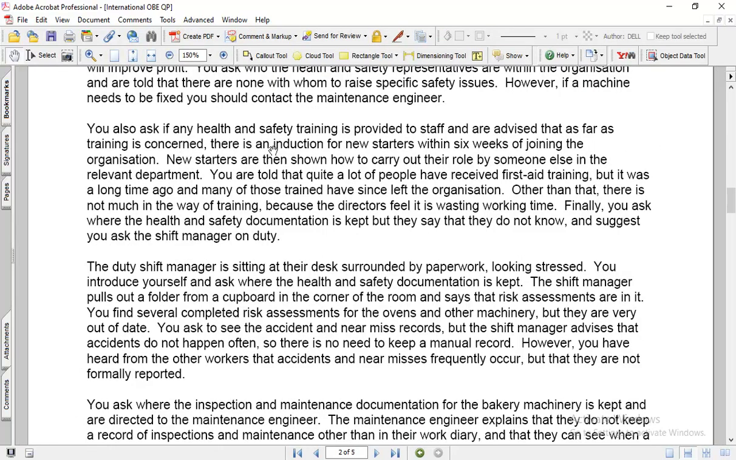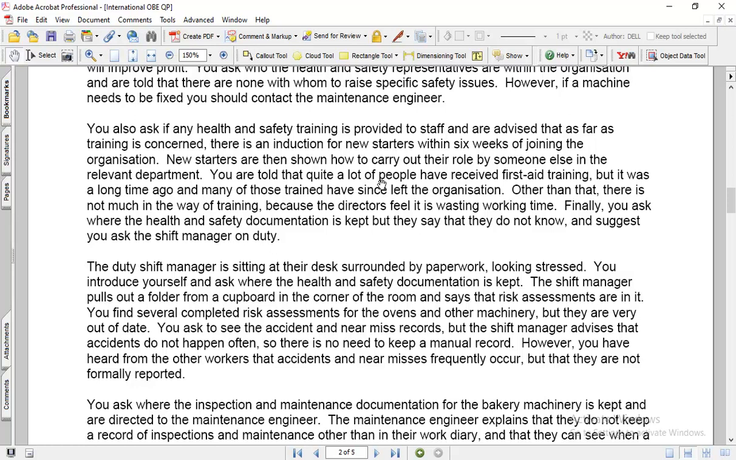You also ask if any health and safety training is provided to staff and are advised that as far as training is concerned, there is an induction for new starters within 6 weeks of joining the organization. So you just asked for the training regarding health and safety, and you are told that for new starters there is induction training, but it's with a delay of 6 weeks from the joining date. New starters are then shown how to carry out their role by someone else in the relevant department.